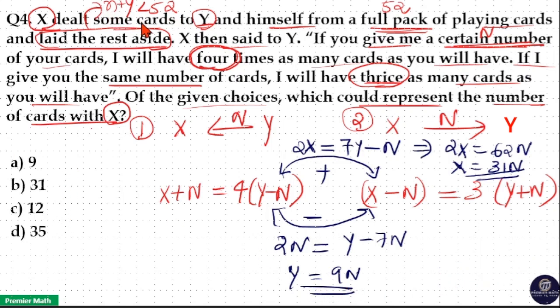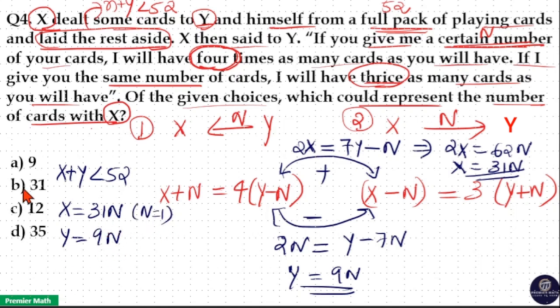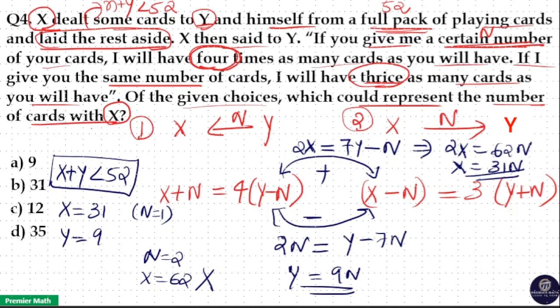Here we have already got that x plus y should be less than 52. If x is equal to 31n and y is equal to 9n, if I substitute n as 1, this will become 31 and 9. If I substitute n as 2, x will become 62, which is not possible because x plus y should be less than 52. So option B is your answer.